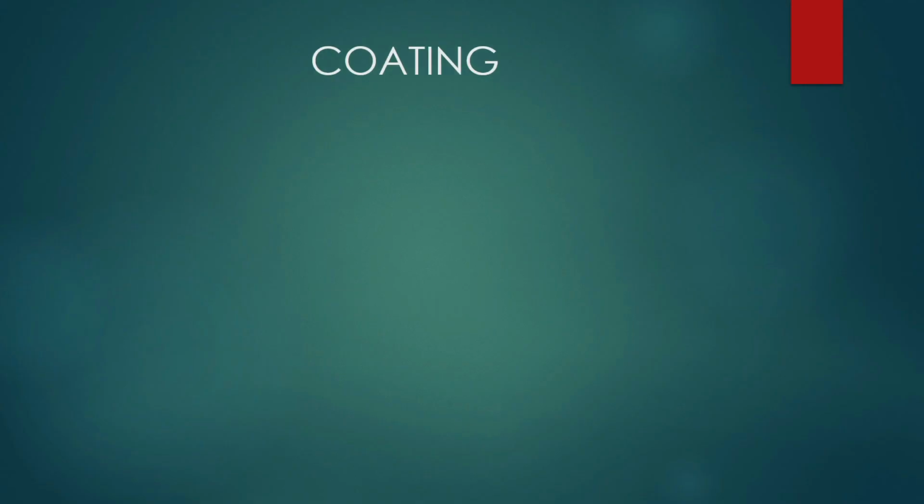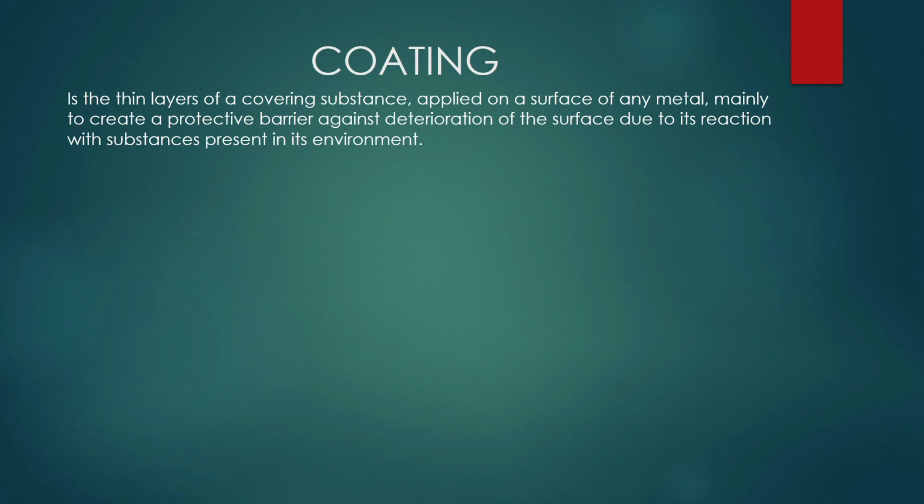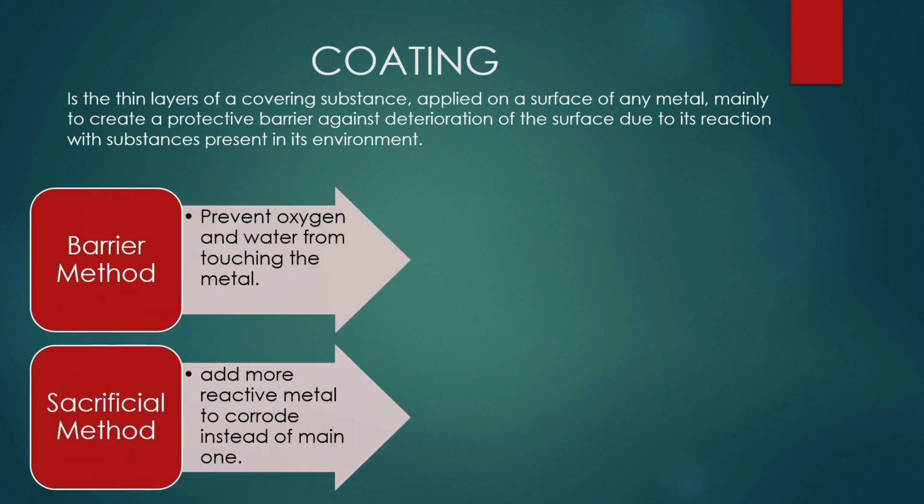So what is coating? A thin layer of covering substance applied on the surface of any metal, mainly to create a protective barrier against deterioration of a surface due to its reaction with substances present in its environment. There are two methods of coating. The first one is the barrier method.